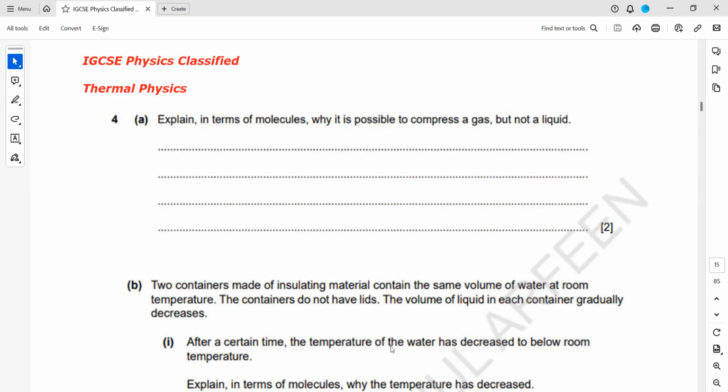Yeah, so gas molecules are far apart, or they have large spacing, whereas molecules in a liquid are actually touching each other. So you cannot compress it. One mark: gas molecules are far apart, that is right. And the second thing, the molecules of a liquid are touching each other. That's the difference.